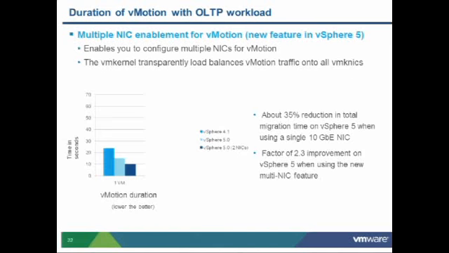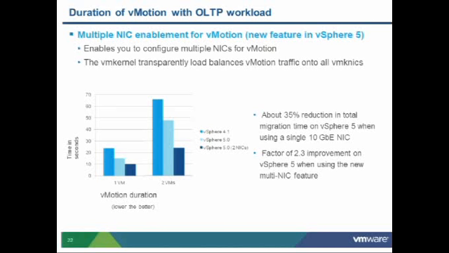So let's take a quick look at the performance. Once again, we are comparing the total duration of vMotion on vSphere 4.1 and vSphere 5. For vSphere 5, we have two data points: one using one 10 GB NIC, and the second using two 10 GB NICs. Even if you don't use this particular feature, you can see that the improvement was pretty good. We've seen about 35% improvement from just moving from vSphere 4.1 to vSphere 5. And when we enable multiple NICs, the performance improvement was by a factor of 2.